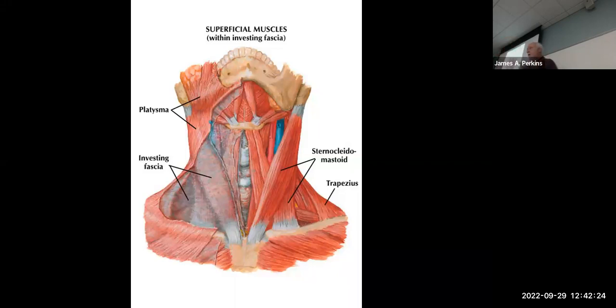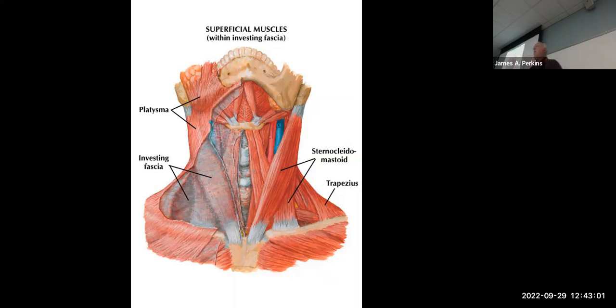And then the last part of the name tells you the insertion of the muscle. So it's inserting on the mastoid process just behind the ear, as part of the temporal bone. It's innervated by the accessory nerve, which is cranial nerve 11, which we talked about on Tuesday. So both trapezius and sternocleidomastoid, these two muscles within the investing fascia, are both innervated by the accessory nerve, cranial nerve 11. The sternocleidomastoid has a number of functions all involved in movements of the head and neck.